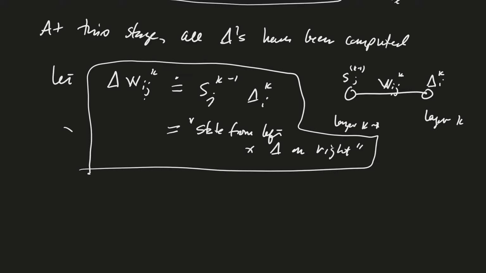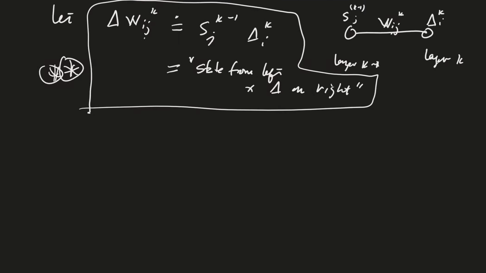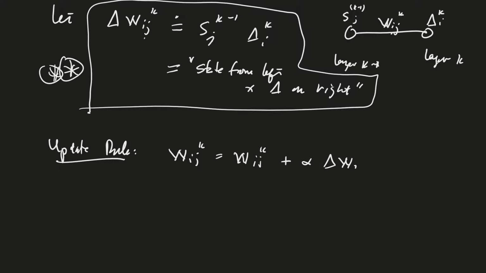And I'm putting a box around it. That must mean it's important. And it is, because now the update rule that we're going to use is that W_ij^k is equal to W_ij^k plus alpha times delta W_ij^k. Good. Now notice that this is a scalar update. We're updating this element by element.